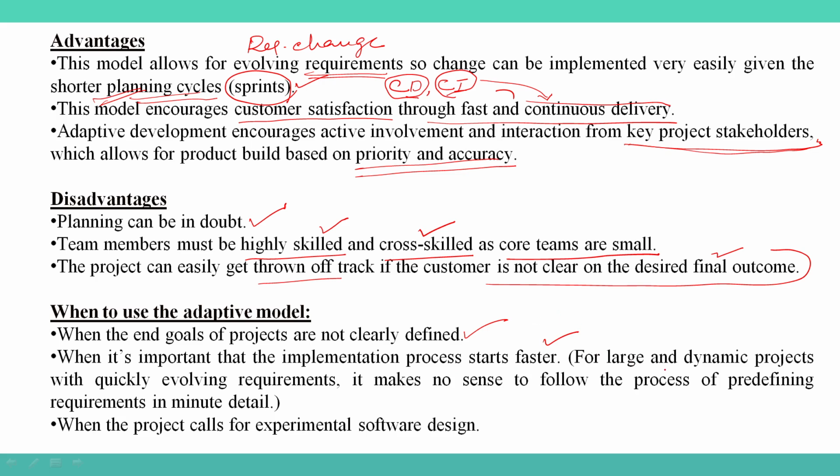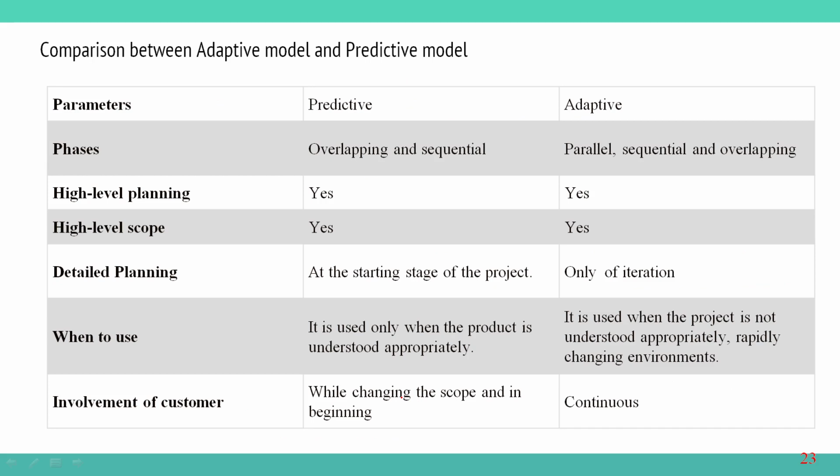So, for large and dynamic projects with quickly evolving requirements, it makes no sense to follow the process of predefining requirements in minute detail. We will not carry requirements in minute detail; instead we take them as evolving, dynamic requirements. When the project calls for experimental software design or an experimentation process, we can choose the adaptive process.